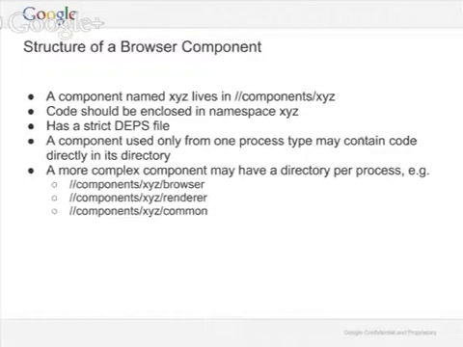If it's only used from one process type, which is usually browser, the code for the component can just go directly there into the directory of the component. If it's used by multiple different process types, you would have one subdirectory per process type. So XYZ/browser, XYZ/renderer, and as is typical under /Chrome, you could have a common directory for things that are reused between. Now, if you're creating a new browser component, that's very, very straightforward.